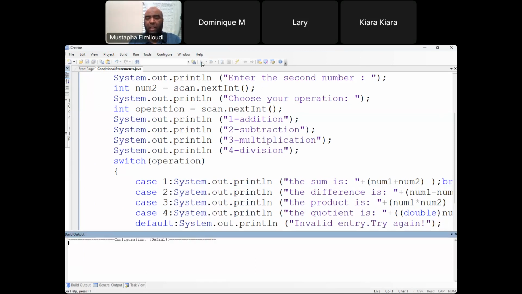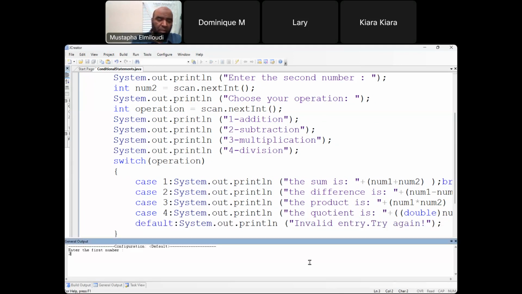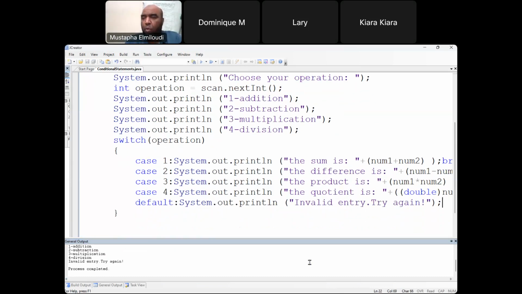So let's now enter a number other than 1, 2, 3, 4. So we have 21, and then 7, and then I enter 12. There's no operation 12. It says invalid entry, try again. So that's how the switch statement works. Any questions about the switch? Now the question that I get most of the time is which one we should use. It depends. Sometimes, especially when you have a menu, most programmers use the switch statement because it's easier. It's better than just the if statement.